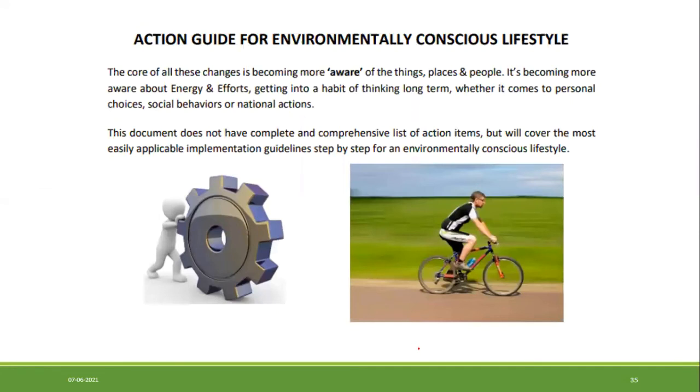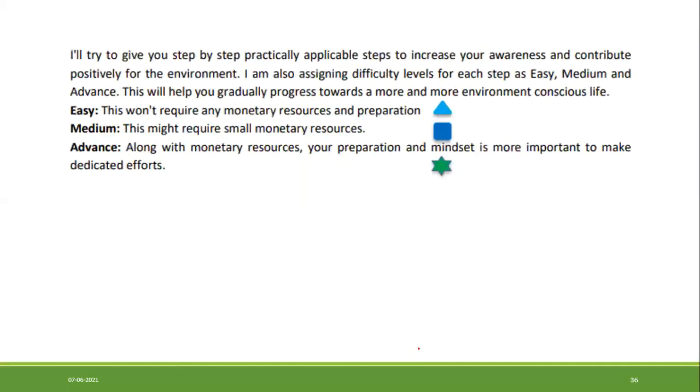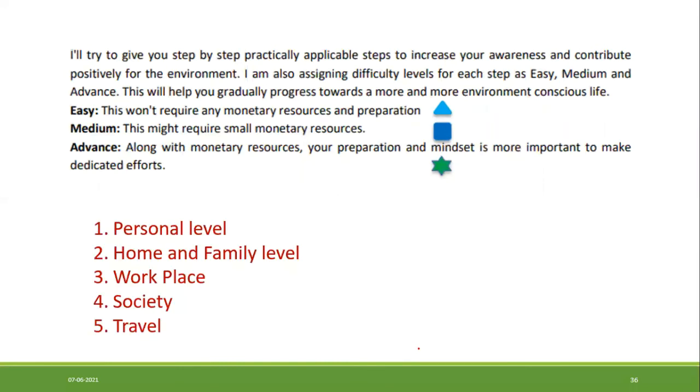So I have prepared this action guide for an environmentally conscious lifestyle. I'll also share it with the professor, so he might share it with you. These are some short points that I'll quickly go through, so you can read them at your convenience. There are 5 levels: first is personal, second is home or family, third is workplace, fourth is society, and fifth is travel. These are short step by step approaches that you can follow.